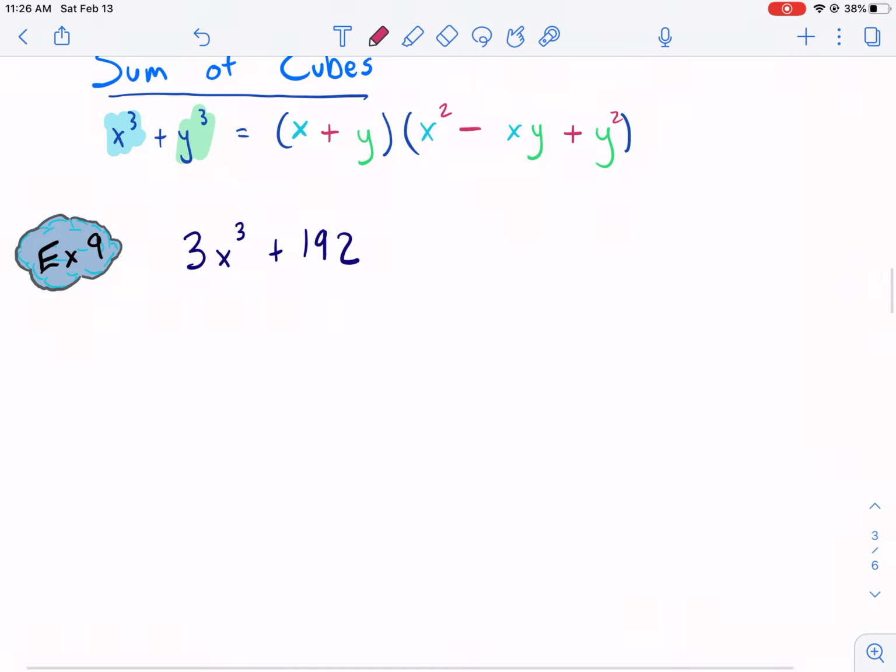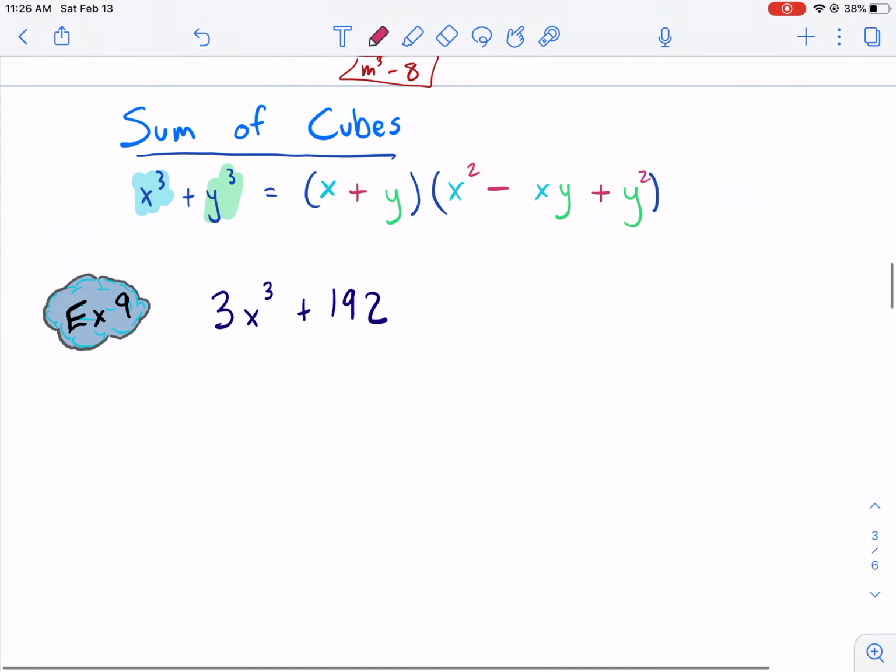Okay. Now, at first glance, we see a plus sign, and we might be thinking sum of cubes. But then we notice here that this is not a perfect cube. 3 is not a perfect cube, and neither is 192. So we have a little bit of an issue there. But the dead giveaway that we should at least consider sum of cubes is this x cubed here. Now, what do we do with that? Well, we have to explore all options first.